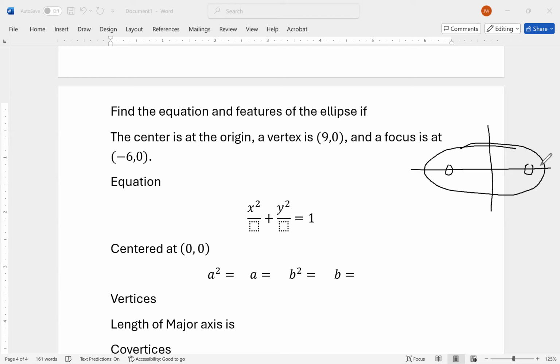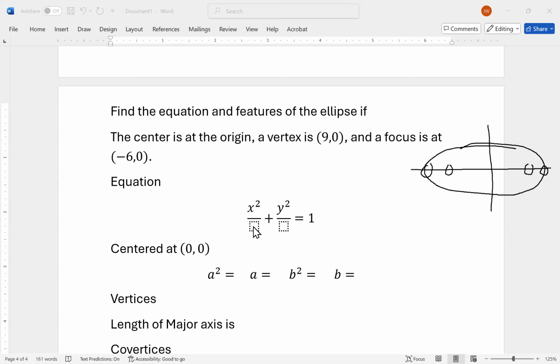Same thing with the vertex. The vertex is at 9, 0. The other one would be at -9, 0 over here. That's because it's centered at the origin. If we were centered at a different point, it would be different. But because of the symmetry of an ellipse, that's what we end up with.